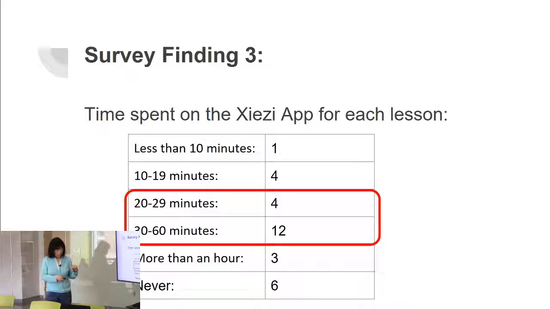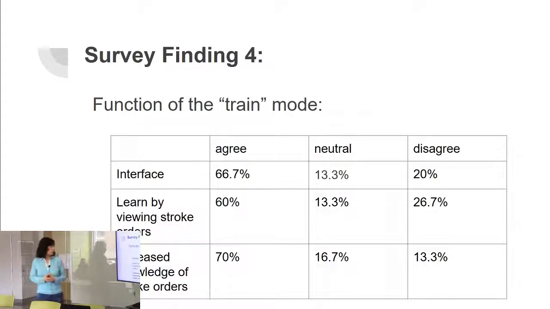In terms of the train mode, 66.7% of the students were satisfied with the interface of the app, and they expressed that it did a good job showing the stroke-by-stroke animation of each character, and this increased their knowledge of the stroke order.